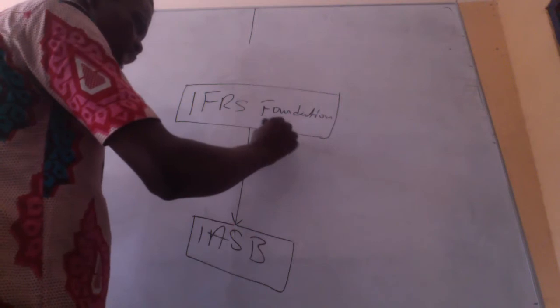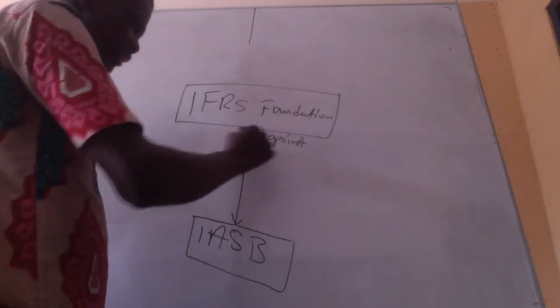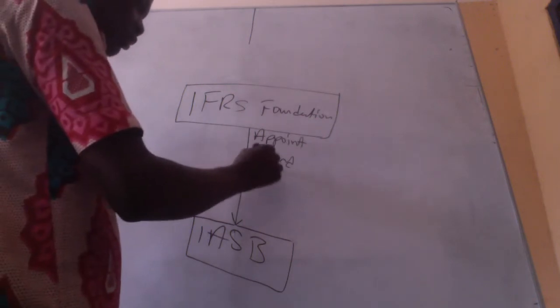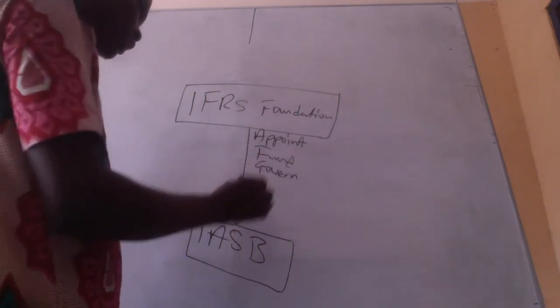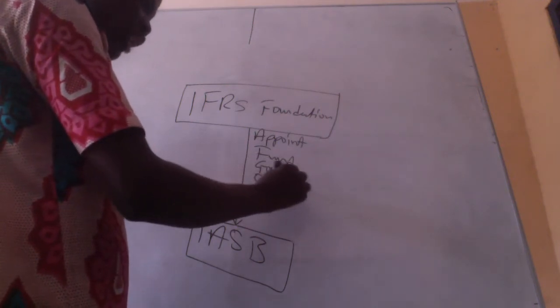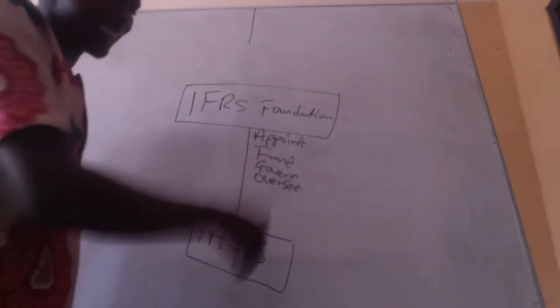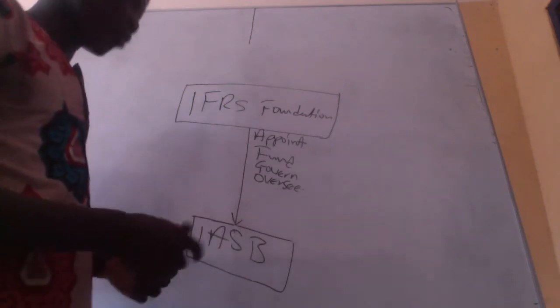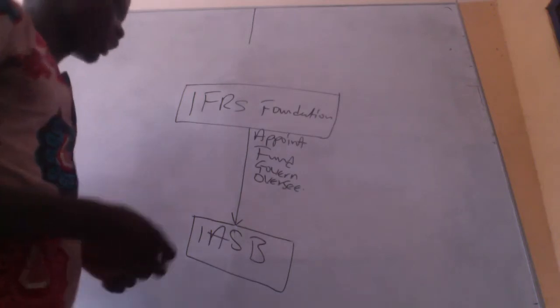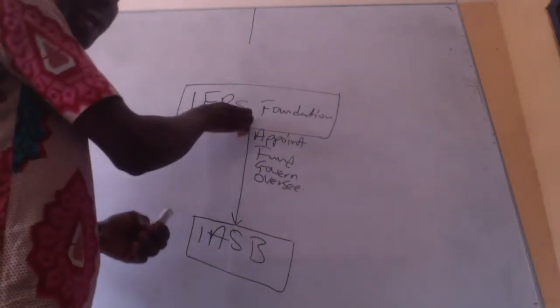They appoint. They fund. They govern. They oversee the activities of the board. So these are the functions of the IFRS Foundation.